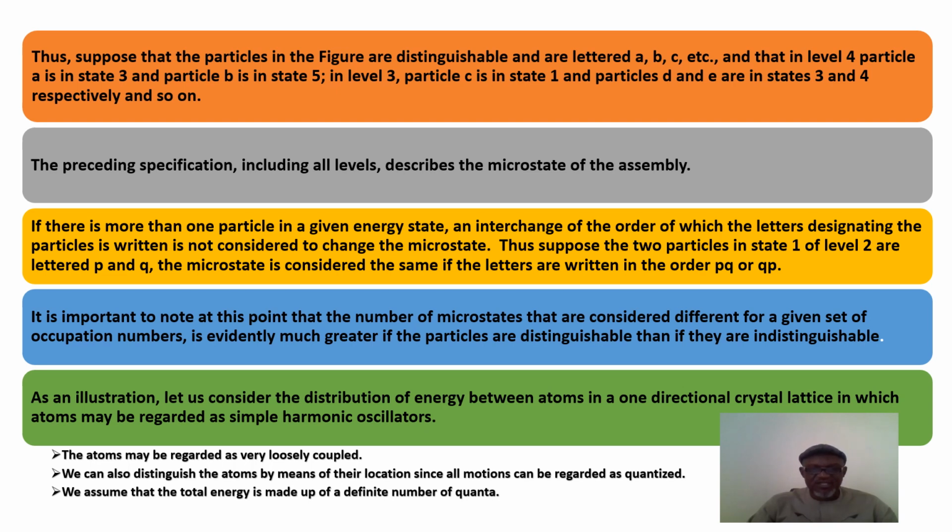As an illustration, let us consider the distribution of energy between atoms in a one-dimensional crystal lattice, in which atoms will be regarded as simple harmonic oscillators. The atoms will be regarded as very loosely coupled. We can also distinguish the atoms by means of their location, since all motions can be regarded as quantized. We assume that the total energy is made up of a definite number of quanta.